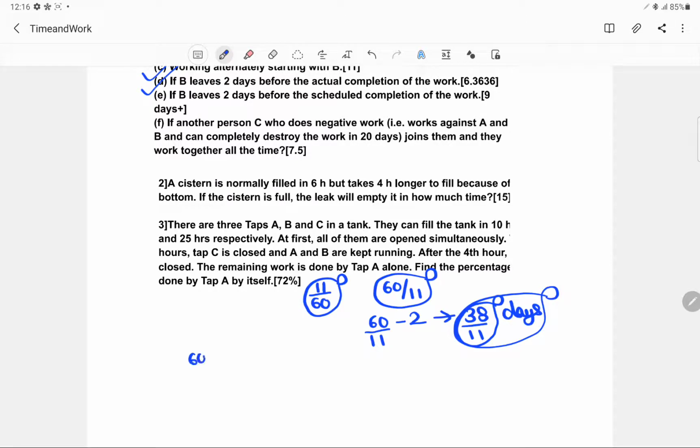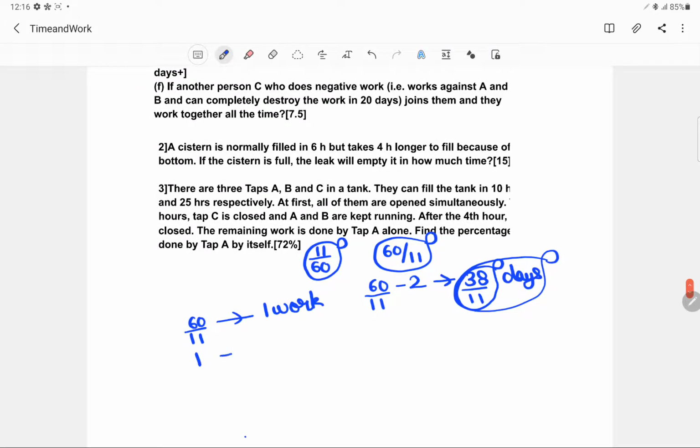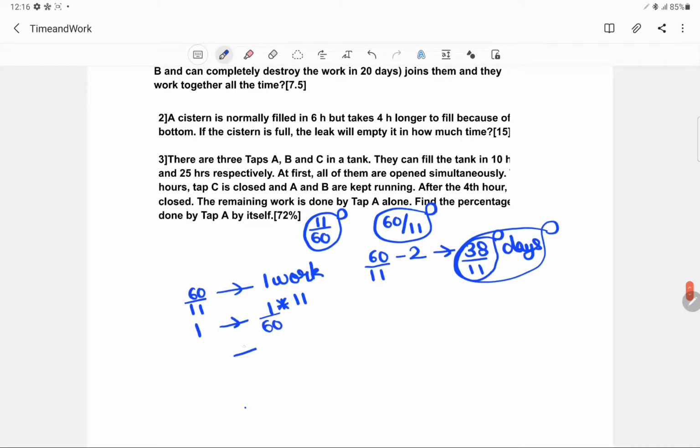Okay, so in 60 by 11 days they could finish up with one work. So in 1 day they would have actually finished less work. So you will basically divide. So this is like 60 into 11. Okay, so they were basically doing 11 by 60 work. This is what actually their 1 day work was. Okay, so in 38 by 11 days they would actually finish up doing some more.